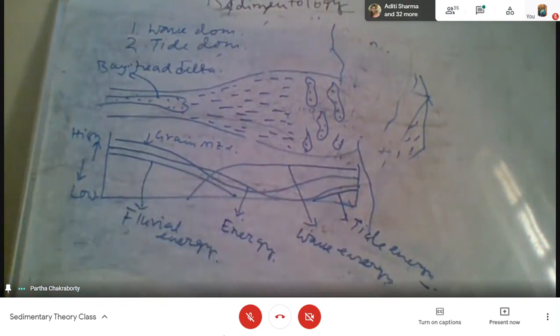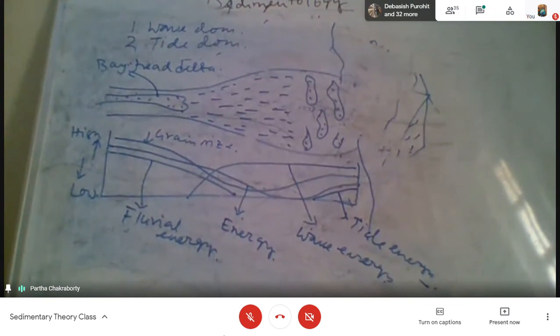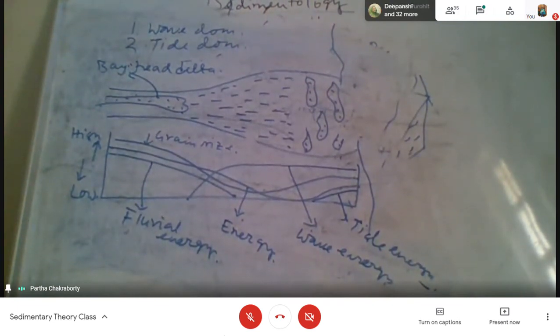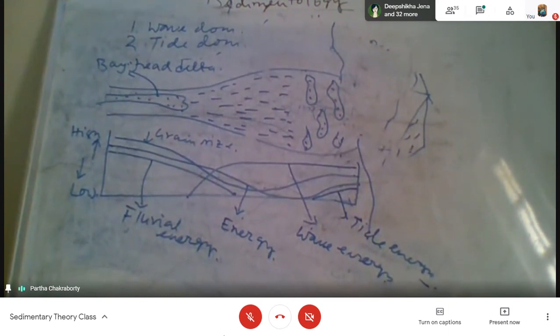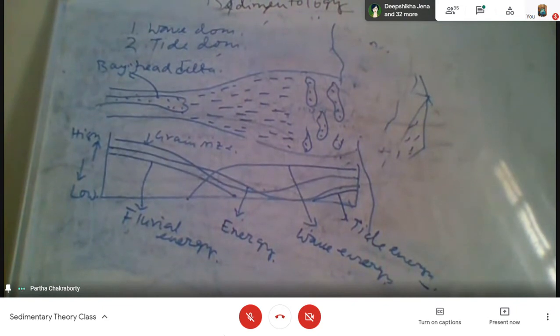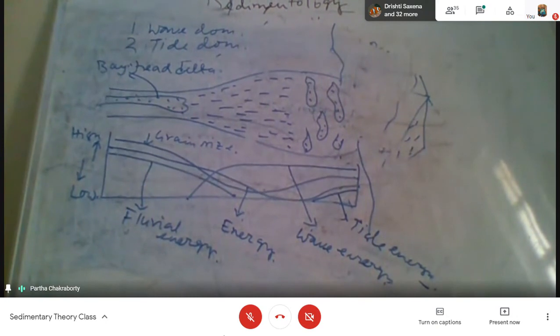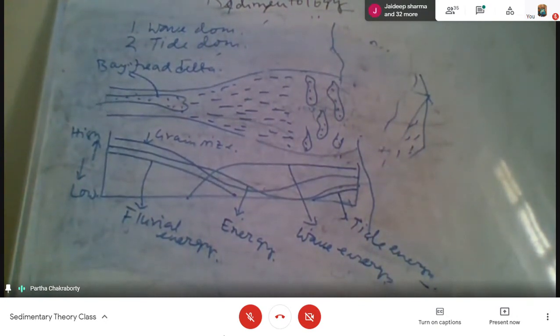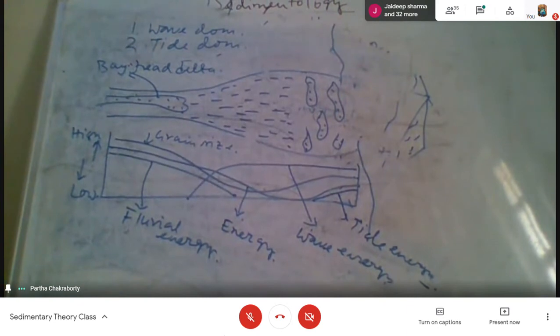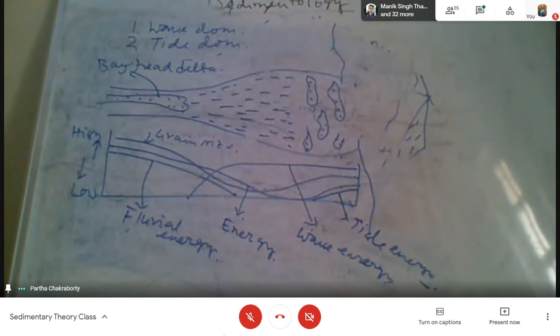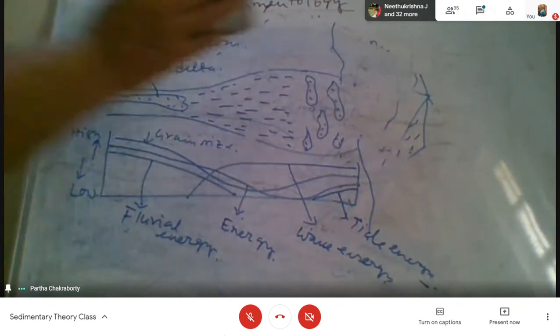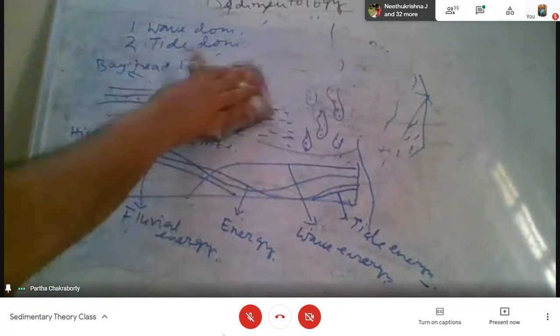So you have the wave dominated bar at the distal part, the Bayhead Delta at the proximal part, and the low energy environment in between, represented by silt, mud and fine sandstone. That is the typical signature for a wave dominated delta. Any question here? No. So we go to tide dominated delta.